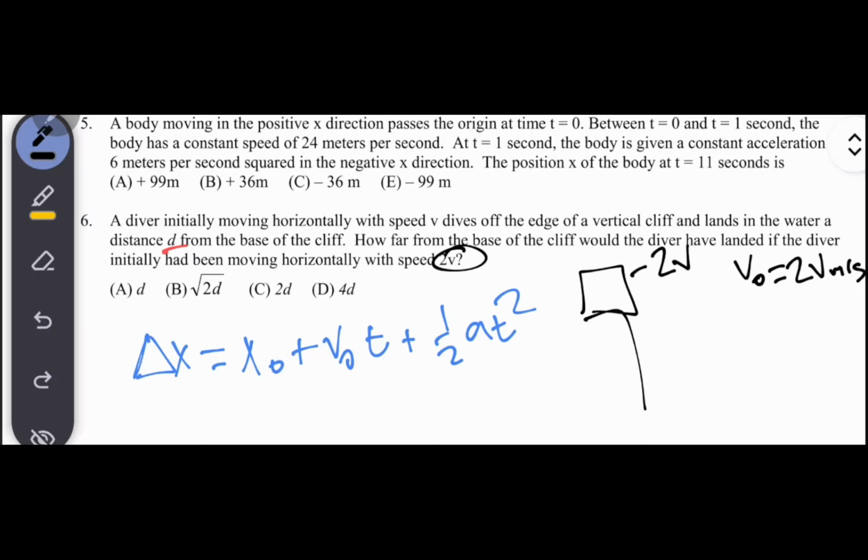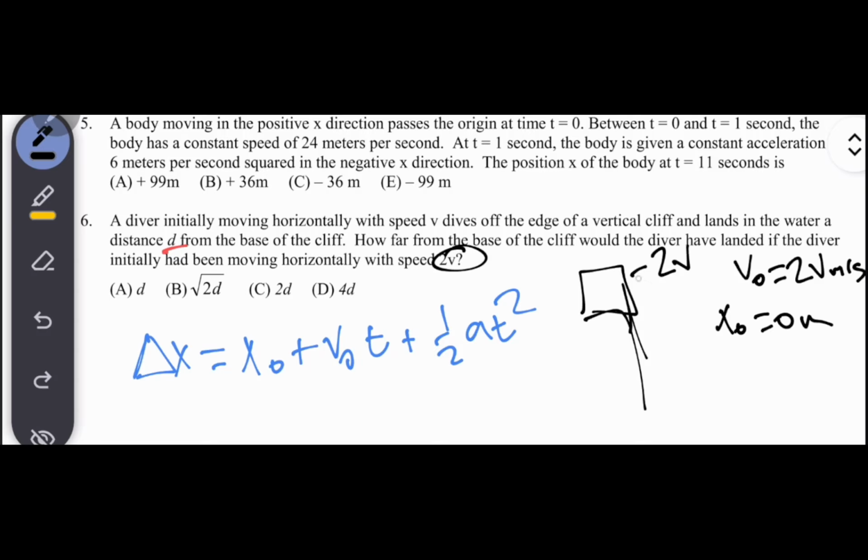And our initial position, we can just say it's 0 since we're only caring about after it drives off the cliff. So x initial is equal to 0 meters. And then here we have an acceleration. You might want to say that we're going to have gravity pushing it down, which is true, but gravity is only acting in the vertical or y direction. So this is where we have to split our equation into the x and the y components.